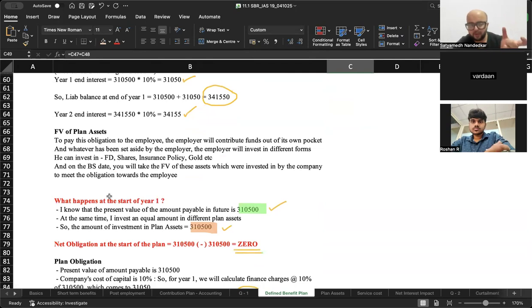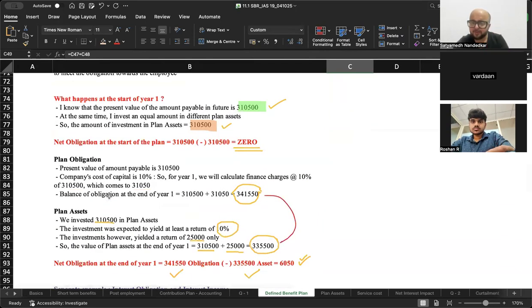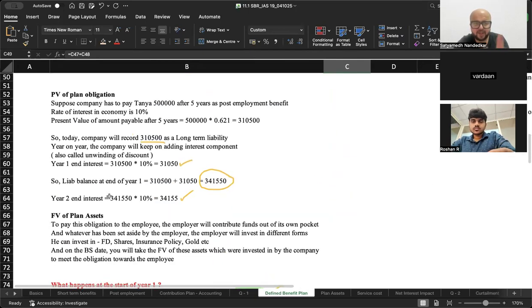Okay. You will net it off and then you will show the net amount in the single-entity balance sheet. Okay. Once again, read this PV of plan obligation and fair value of plan assets part. Read it carefully. The thing that we have discussed, I have just touched upon that again.